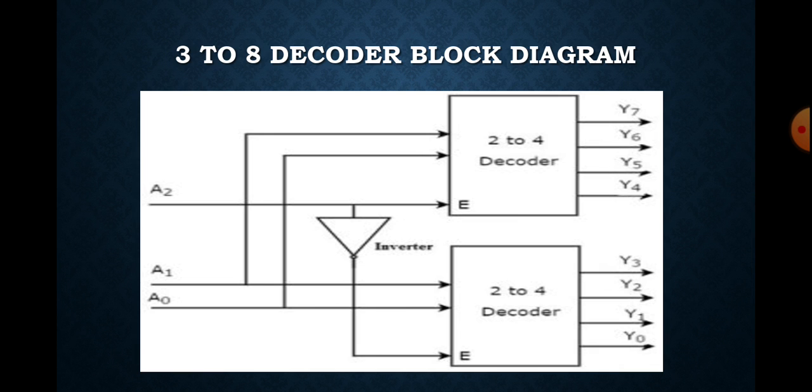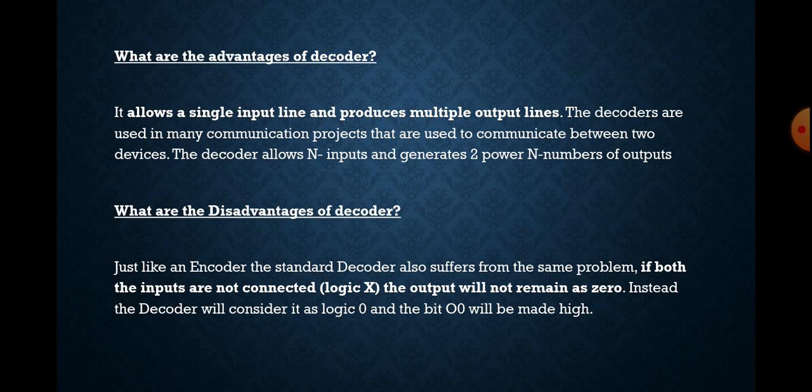In the other decoder, the A3 input is connected to the enable pin to obtain the outputs from Y15 to Y8. So these outputs are the higher 8 bits. An advantage of the decoder is that it allows a single input line and produces multiple output lines. Decoders are also used in many communication projects that are used to communicate between two devices. And a decoder allows n inputs and generates 2 to the power n outputs also.